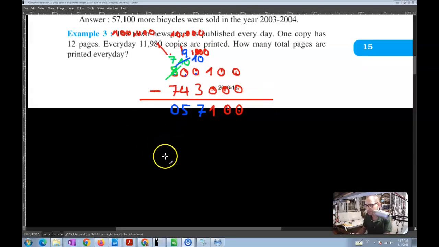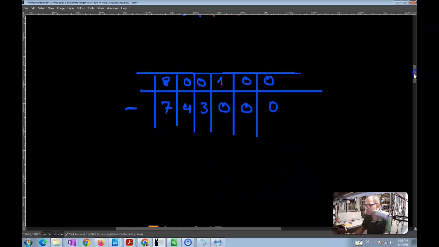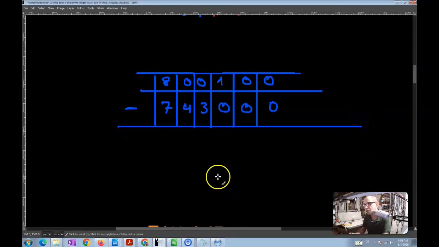So a simpler way to do this is that I had my numbers as 800,100 and 743,000, and then do the subtraction. Now what you learn in school is the simpler version that I'm explaining right now.